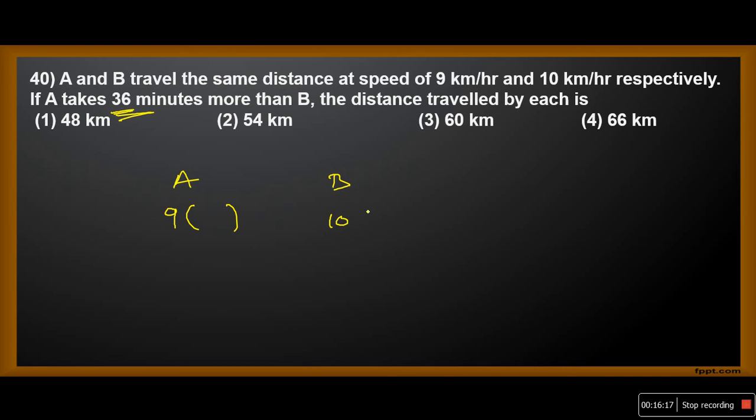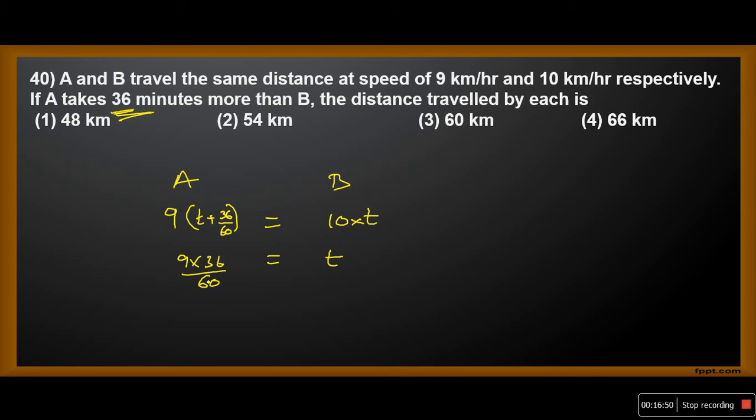Now assume that B took T hours. So distance covered by B is 10 into T. And A will take how much time? T plus 36. 36 is given in minutes, so we have to divide by 60 to convert into hours. Very, very important. 36 by 60. Now distance covered by A and distance covered by B, both are the same. So we have to equate this. On simplification, bring this 90 to the right hand side. So 10T minus 9T is T. So T equals 9 into 36 by 60.